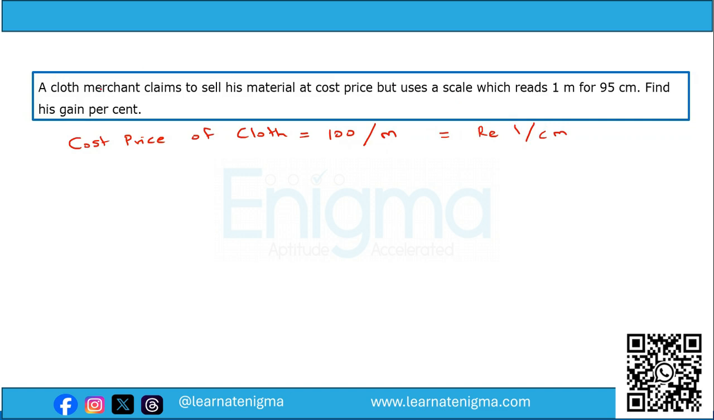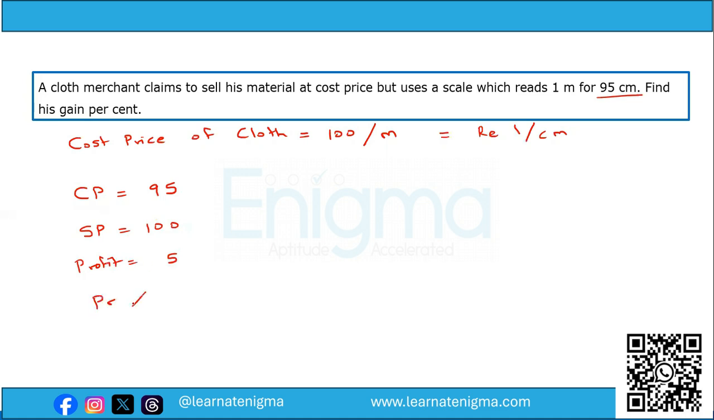Now, when the cloth merchant is selling 1 meter cloth, he is actually selling only 95 centimeters. So the cost price of 95 centimeters will be 95 rupees because of our assumption. Now he is selling it assuming that it is 1 meter. That means he is billing the customer rupees 100. So cost price of that cloth is 95, but he is billing the customer rupees 100. That means he is getting a profit of rupees 5.